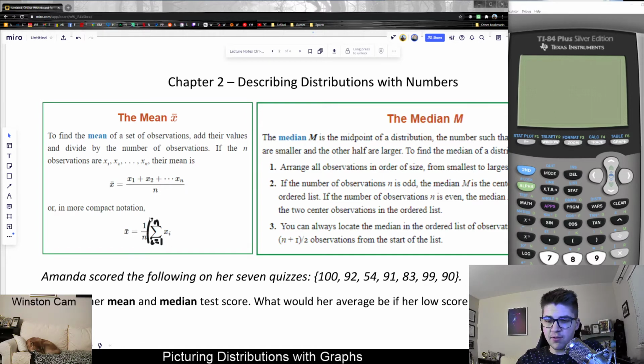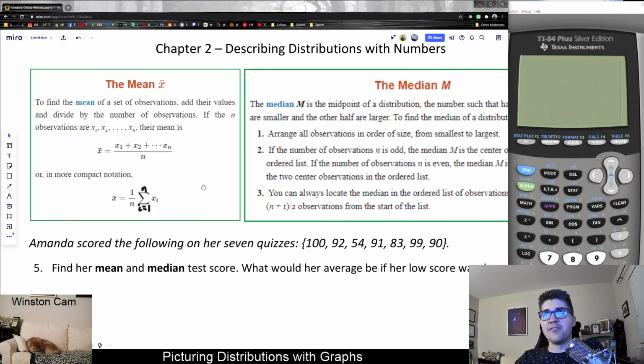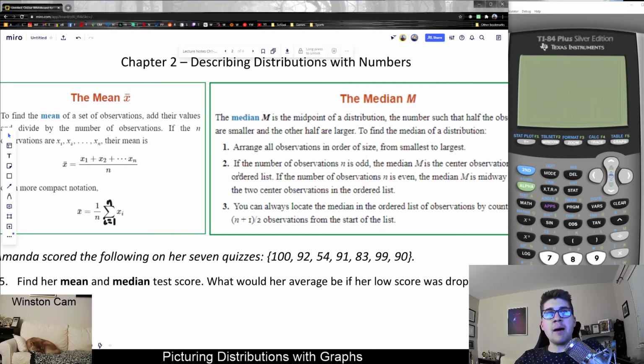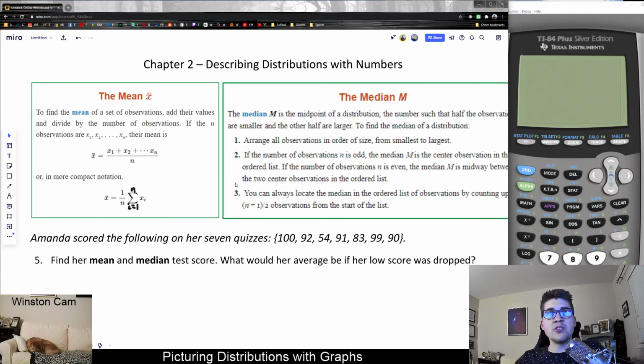This is the sum of all of the things, all of my test scores, or whatever the situation may be, and I'm multiplying by 1 over n. And as you know, multiplying by 1 over n is the same as dividing by n itself, because multiplying by the reciprocal is the same as dividing. Anyways, that's enough about the long thing. Let's go ahead and do an example.